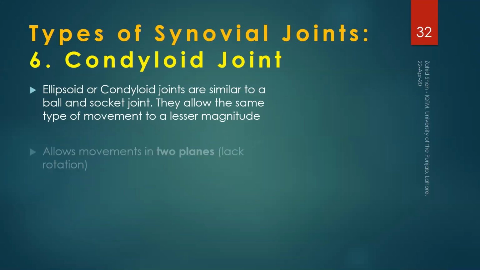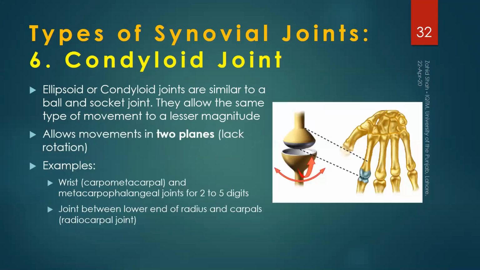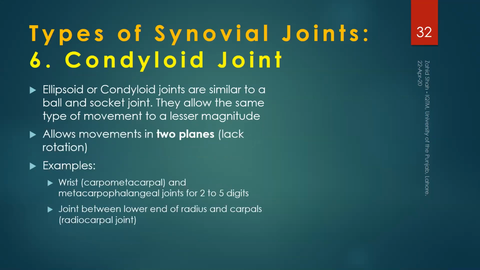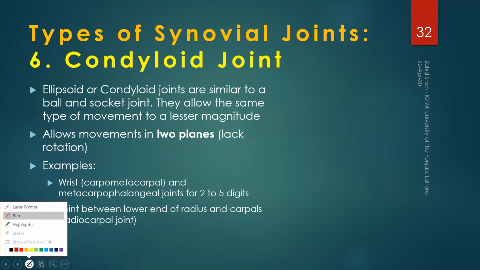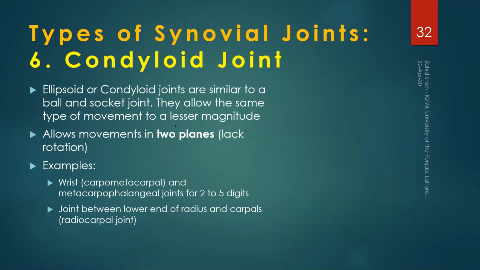The condylar joint is similar to this saddle joint, and they have similar characteristics to ball and socket joints as well. They allow the same type of movements but at a lesser magnitude. As you saw in the thumb joint, that is not exactly a ball and socket joint. Similar to that, this condylar joint is also two planar, but not exactly circular movements are possible. So one example is your wrist joint.